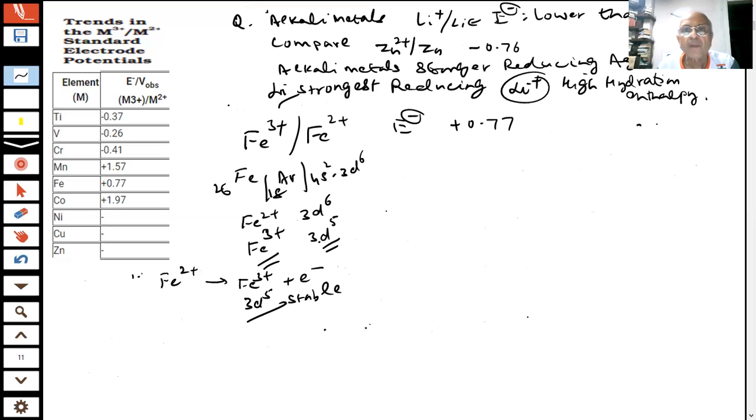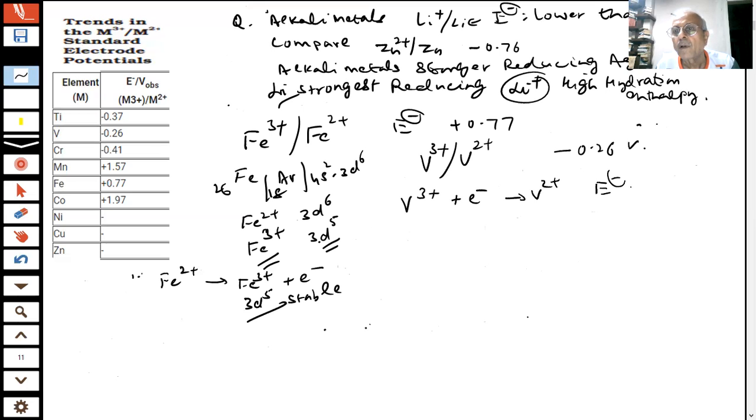Look into this now. What is the story of V3 plus to V2 plus, students? Where is vanadium? The E naught for V3 plus to V2 plus is minus 0.26 volt. That means the value is low, so V3 plus is more stable than V2 plus. A question has been asked in the paper, students.